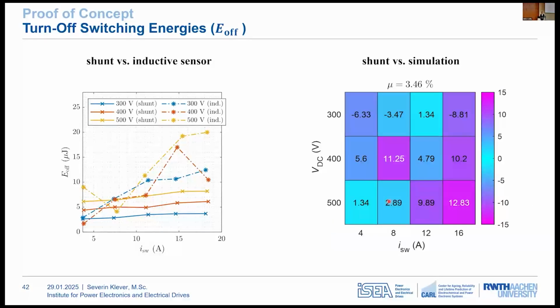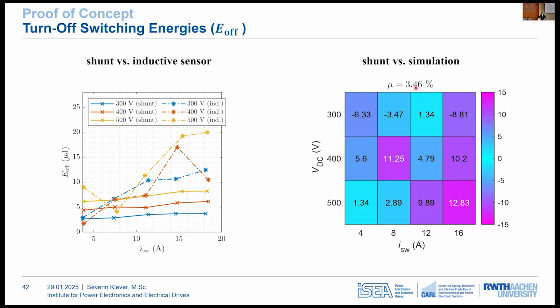For the turn-off energy, the situation is a bit different. The shunt measurement shows realistic-looking results, while the inductive measurement looks a bit distorted. This issue most likely arose from using a passive probe with a high input capacitance instead of a high impedance active probe to measure the sensor output voltage. So there's some potential for improvements.